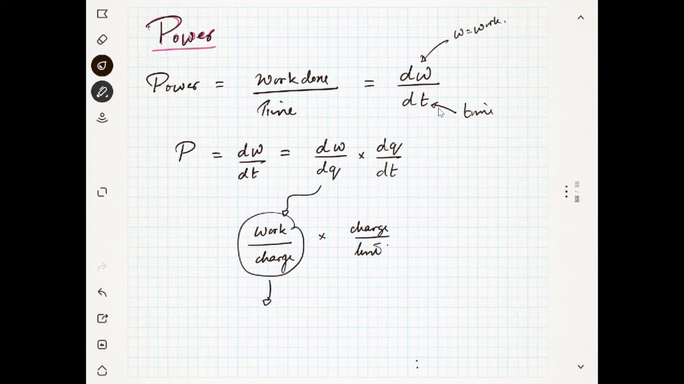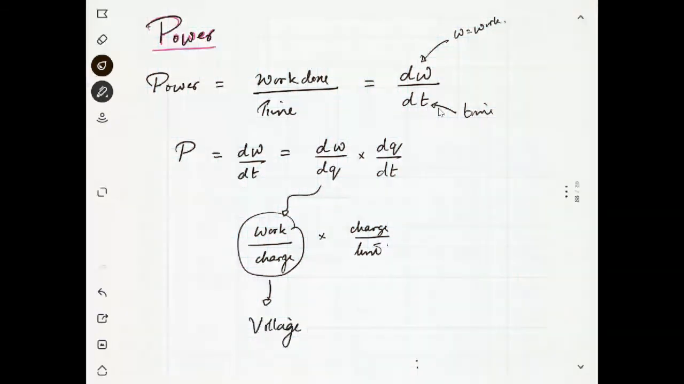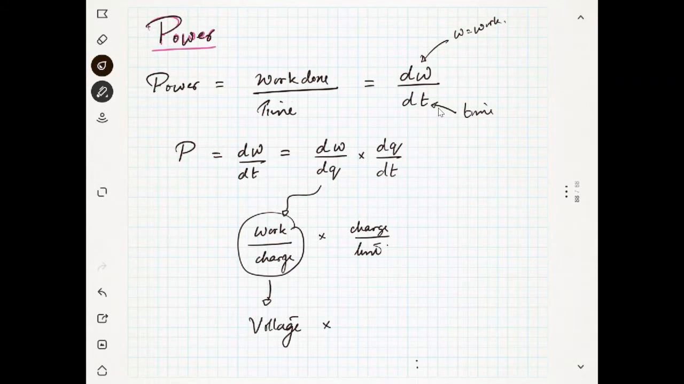So what is this work by charge? You know that the amount of work done by unit positive charge or unit charge is nothing but the voltage, right? And the amount of charge flowing in 1 second is nothing but the current. Am I correct? So power is nothing but voltage into current. Is it clear?